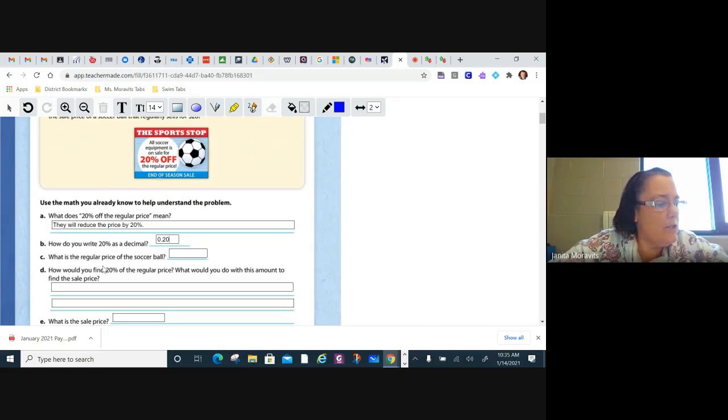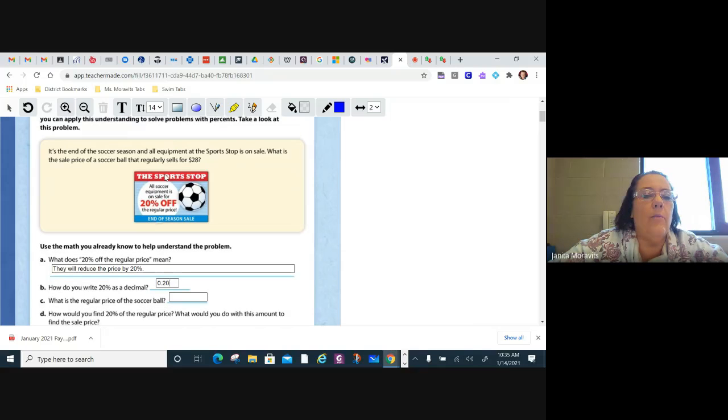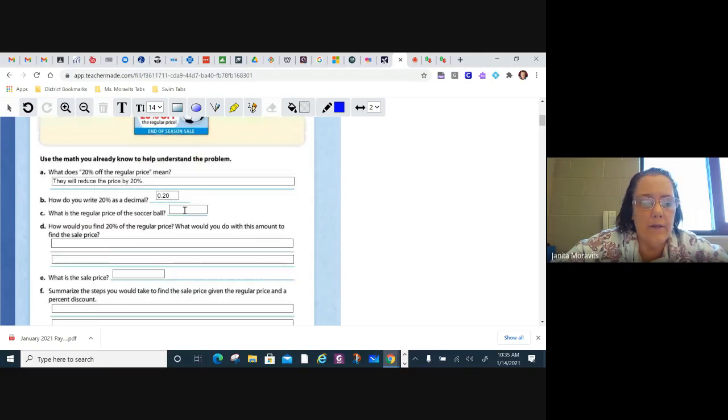Right? The next question says, what is the regular price of the soccer ball? Well, it says right here, it regularly sells for $28. So we're going to put our $28 right there. Now, you can either put it like that, or you can put the 0.00. It doesn't matter on this one right here. I prefer to put the 0.00 because it looks more like money.